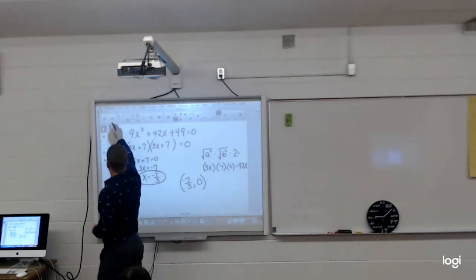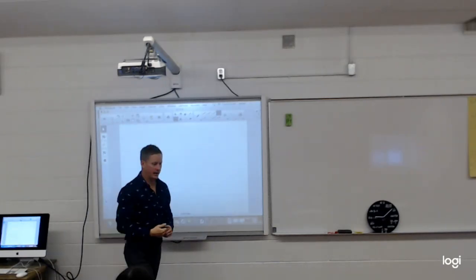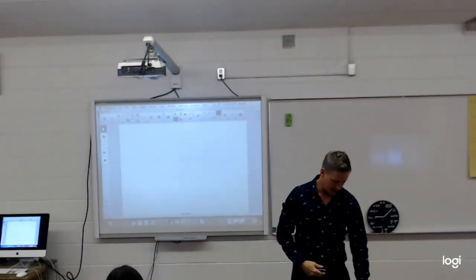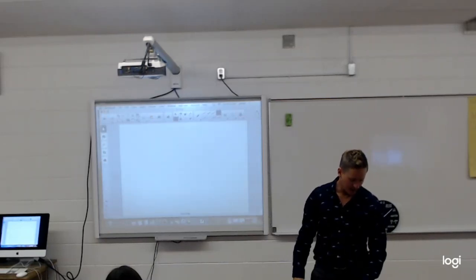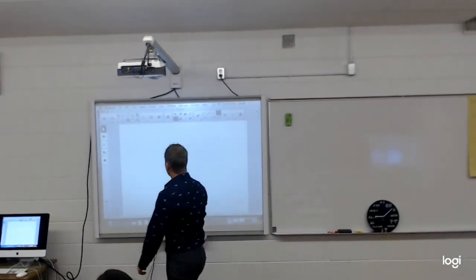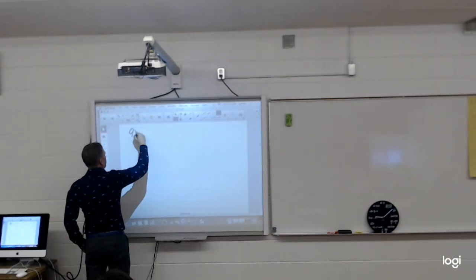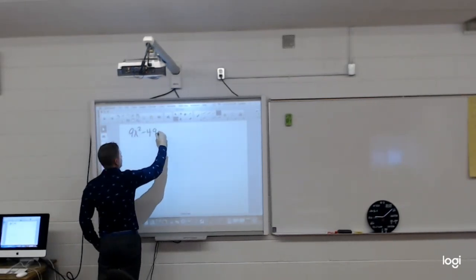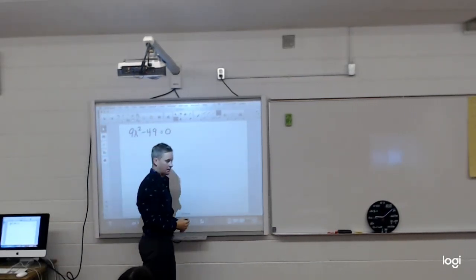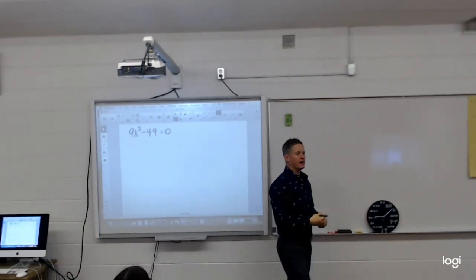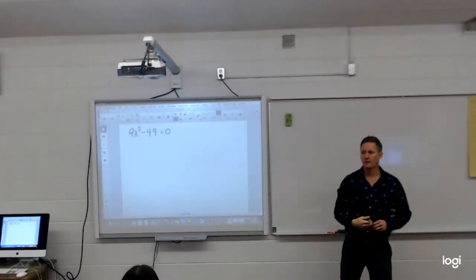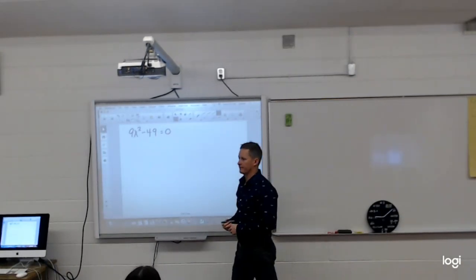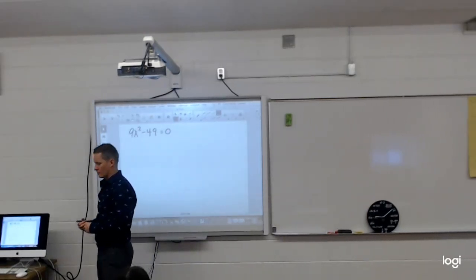Okay, we have one more scenario I want to look at, actually a couple more. What if I had this here? 9x squared minus 49 equals 0. What's the solution for this? 3x minus 7 and 3x plus 7.